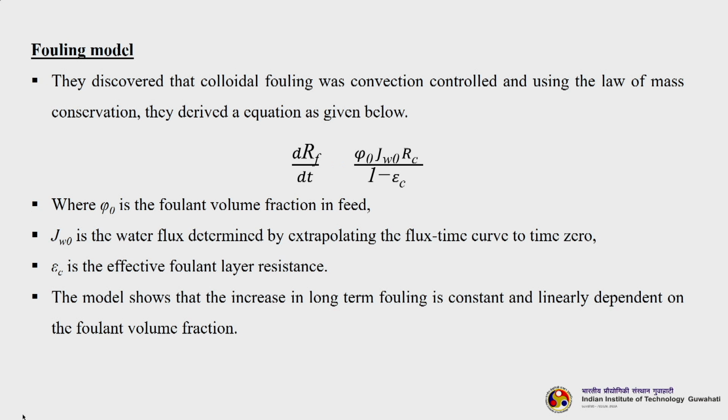Where phi0 is the foulant volume fraction in the feed, Jw0 is the water flux determined by extrapolating the flux versus time curve to time 0. Okay. So, basically it is the flux at 0. So, epsilon c is the effective foulant layer resistance, and this model shows that the increase in long term fouling is linearly dependent on the foulant volume fraction.